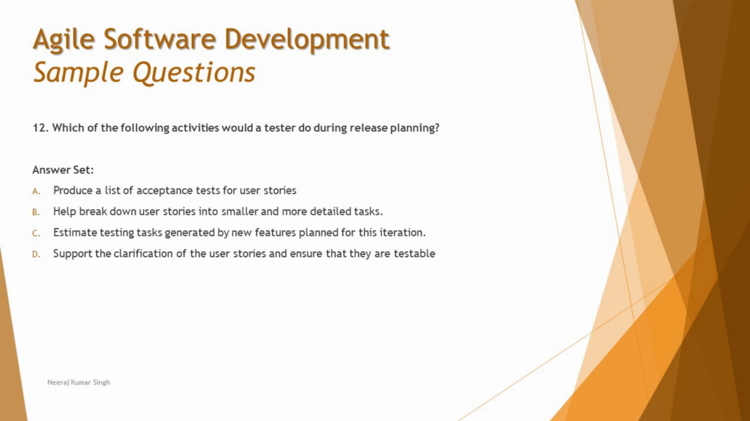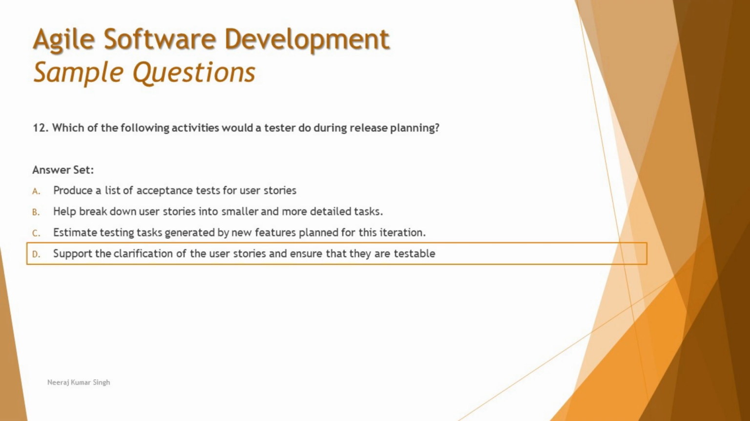So again, insisting on it: the more you know about the syllabus, the better your confidence will be about answering a question. So the right answer here is D. Support the clarification of user stories and ensure that they are testable. Not acceptance test derivation, not breaking down a user story into tasks, and not testing tasks to be generated, like estimating them, right? So that's the answer.